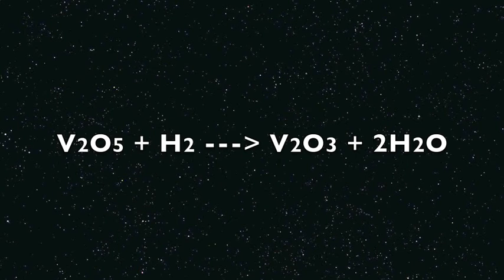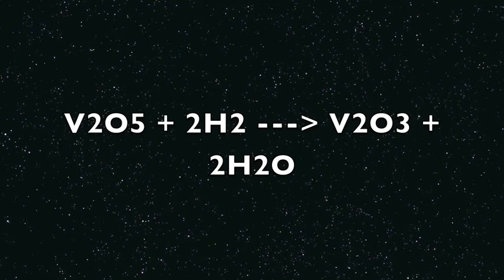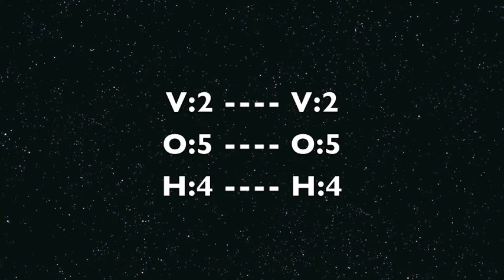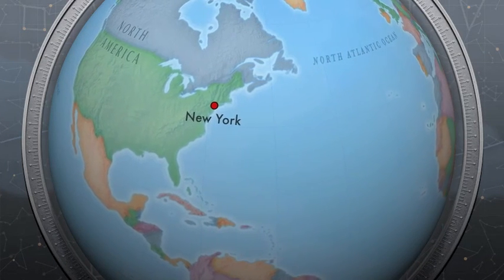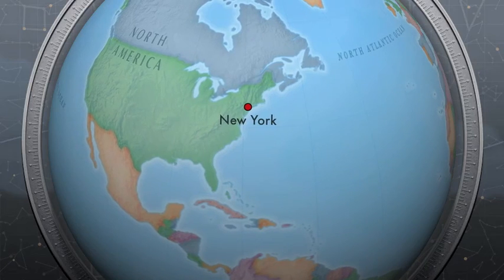However, this gives us too many hydrogen on the product side. In order to balance the hydrogens, we then put a 2 in front of the hydrogen gas on the reactant side. Now that we've balanced the equation fully, we find that there are 2 vanadium on both the product and reactant side, as well as 5 oxygen and 4 hydrogen. Balancing chemical equations is an important part of chemistry, and chemistry helps us understand even the smallest parts of our world.